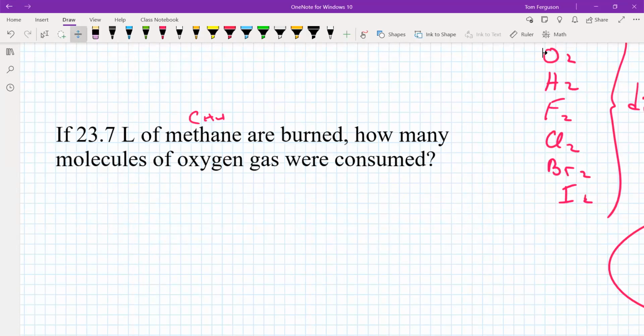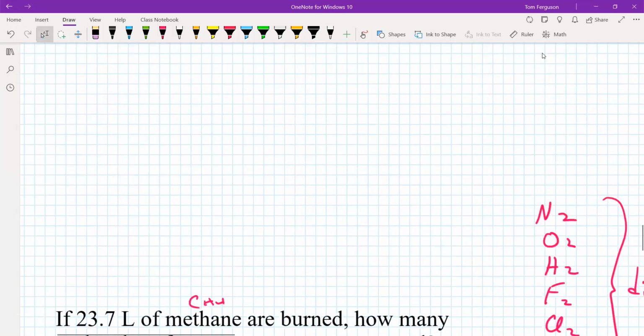Okay, 23.7 liters of methane are burned. How many molecules of oxygen gas were consumed? Now we're talking about how many. So what conversion factor are we going to be using for that? Good old Avogadro's number. How many? That's counting. All right, so we're starting with the equation that we've been using forever. And let's run up and grab that.